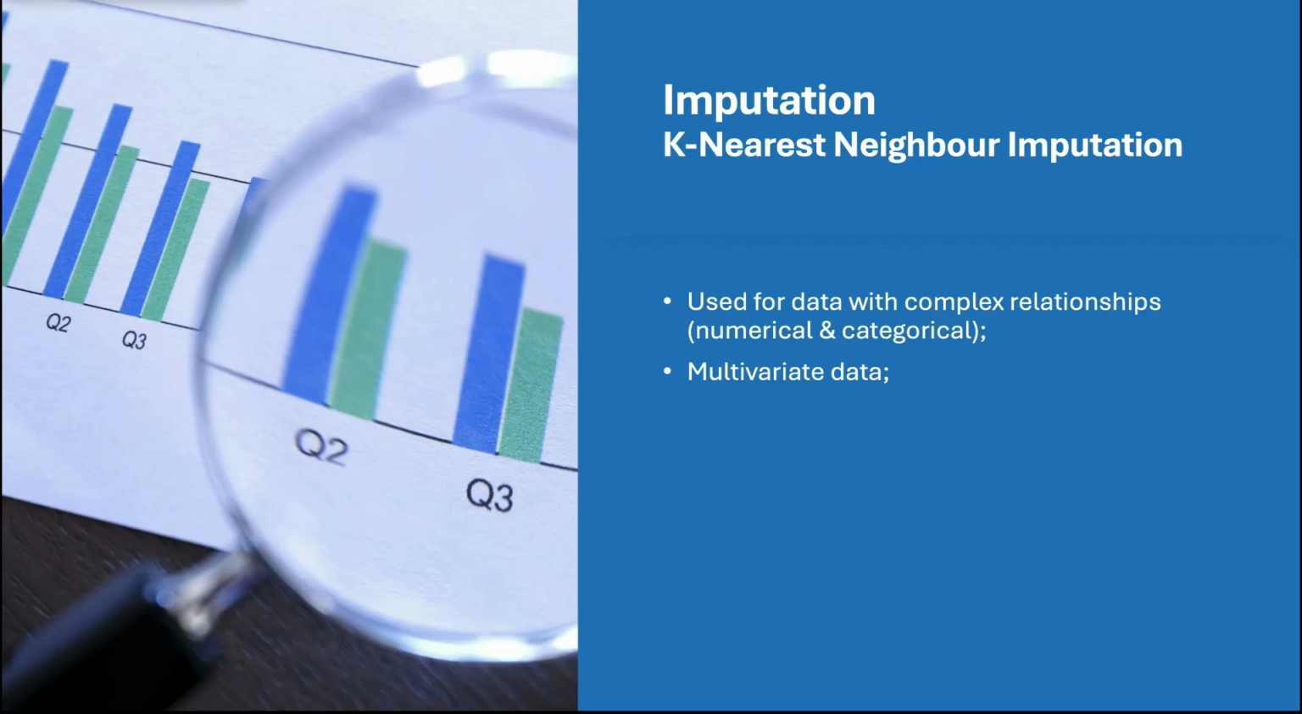KNN imputation is used when the data has complex relationships or patterns that can be leveraged to predict missing values, and it can be used for both categorical or numerical data.